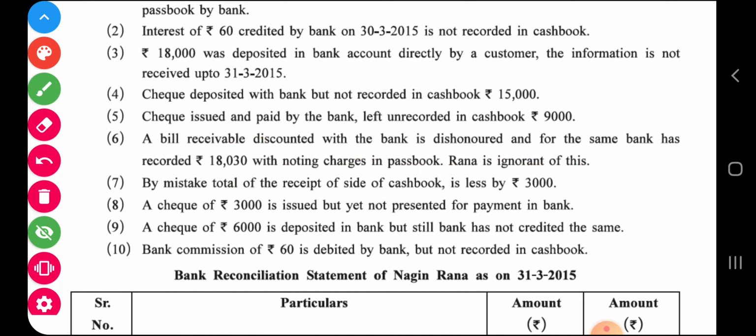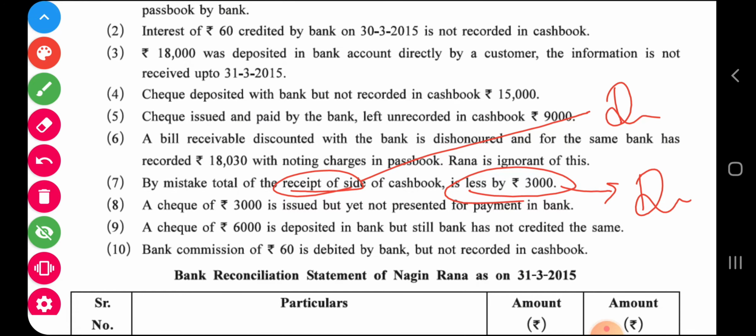Number 7, by mistake the total of receipt side of cash book is less by 3,000. Now receipt means debit, receipt એટલે debit અને payment means credit. તો તમને એવું કીધું is less by 3,000, that means 3,000 is less debited. So as it is less debited, to rectify this error, we have to debit 3,000 rupees. Okay, are you getting it?